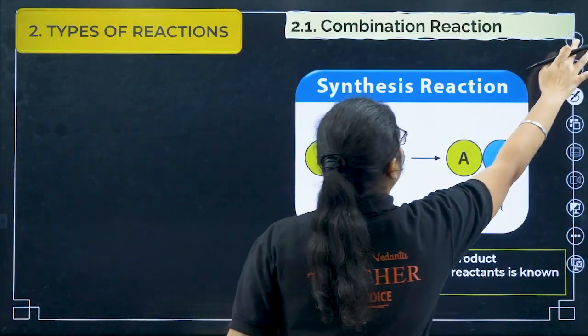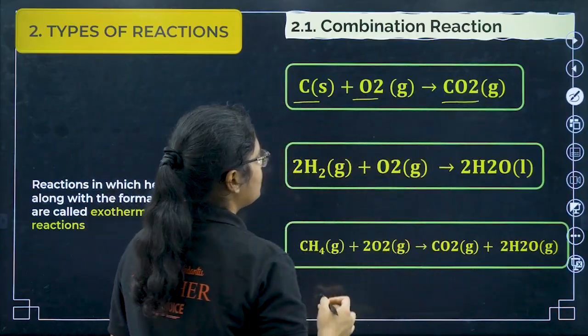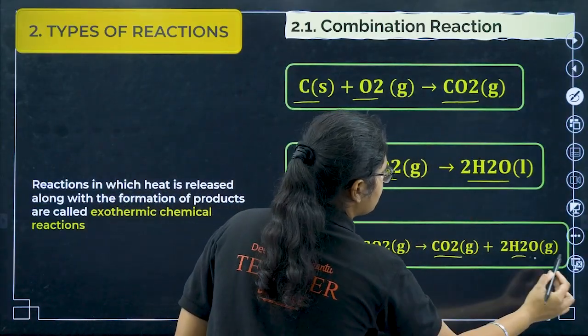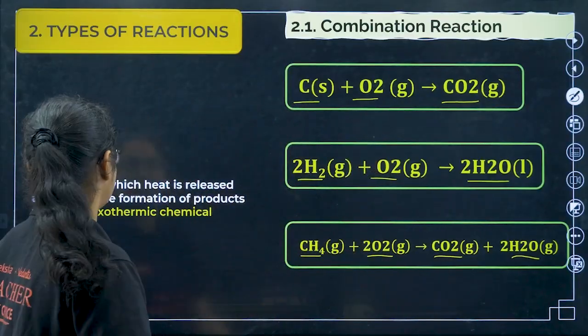Example, you can see many. Carbon plus oxygen gives CO2, H2 plus O2 gives H2O, CH4 plus O2 gives CO2 plus H2O. So these all are types of combination reactions.